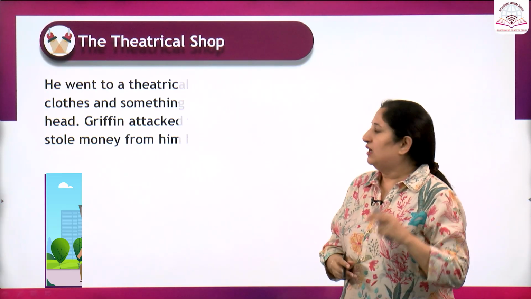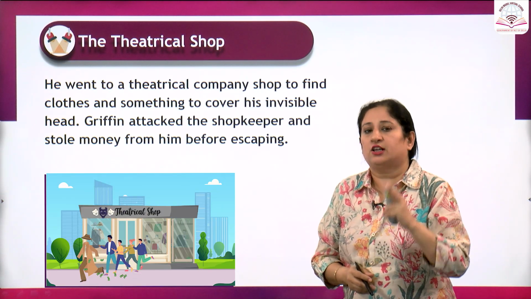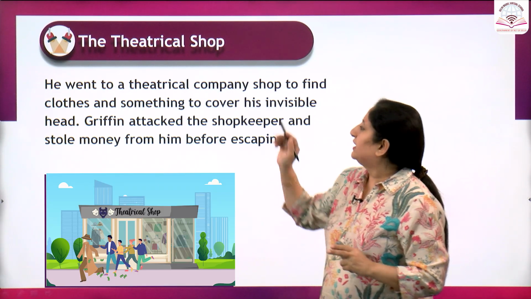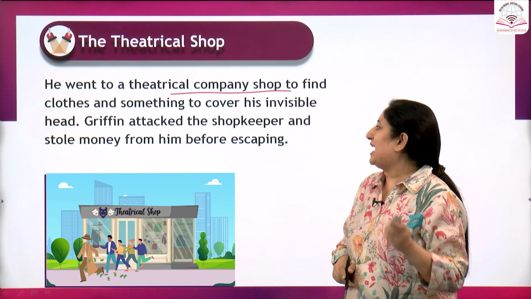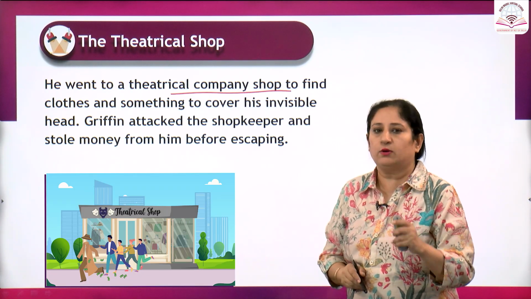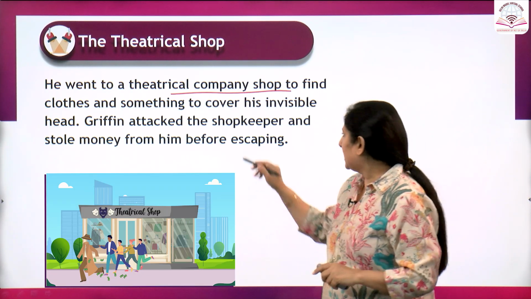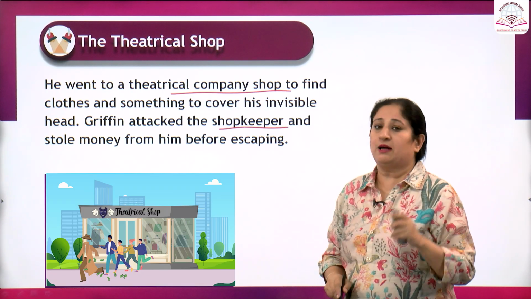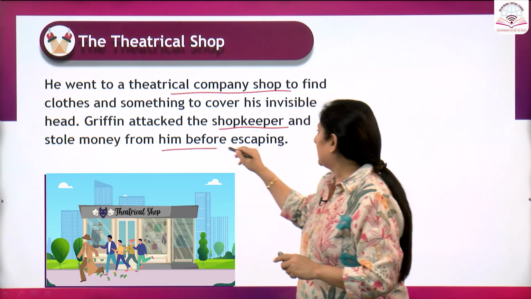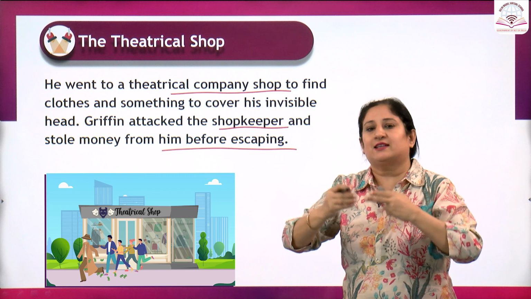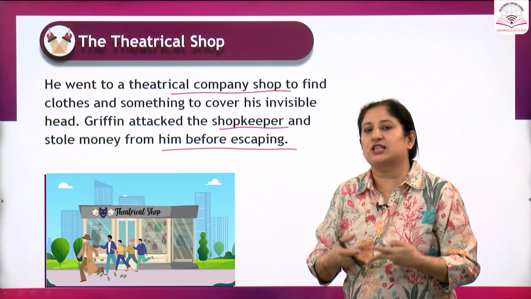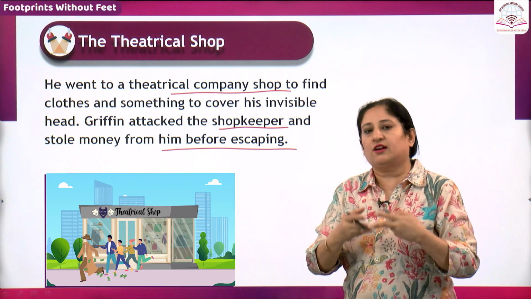So students, now he entered a theatrical shop. What did he do? He went to a theatrical company shop to find clothes and something to cover his invisible head. He attacked the shopkeeper and stole some money before escaping from there. So now we have seen what incidents forced us to say that Griffin became a criminal.